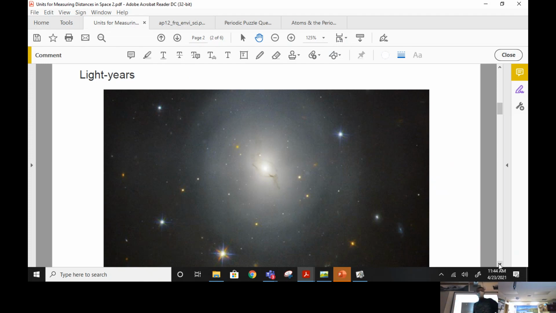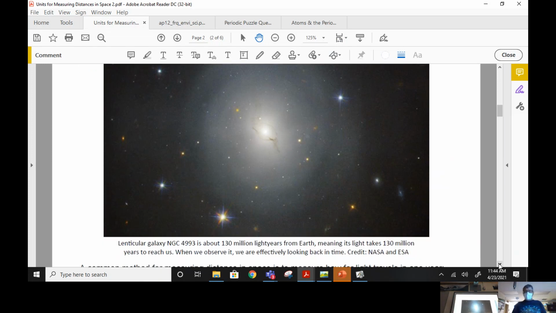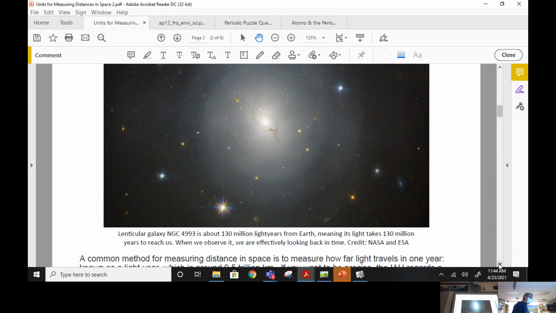Now you got to be careful when you're thinking about light years because it has the word year in it, which is a measurement of time. But a light year is not a measurement of time. It's a measurement of distance. It's how far light travels in a year. So here's an image of a galaxy 130 million light years from Earth. That means it takes its light 130 million years to get to us. For the light traveling at the speed of light, it took 130 million years to get here.